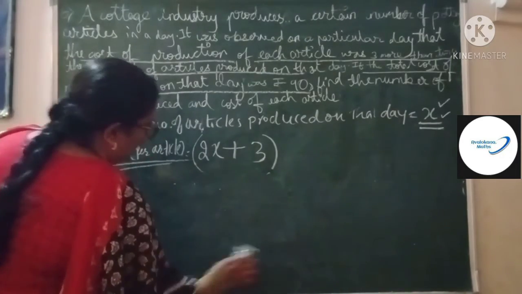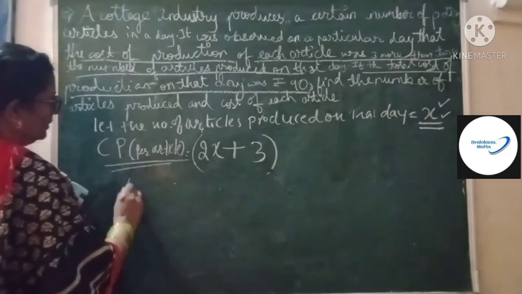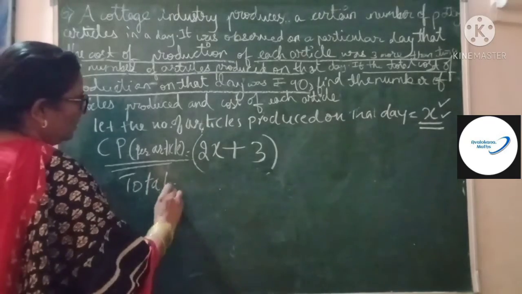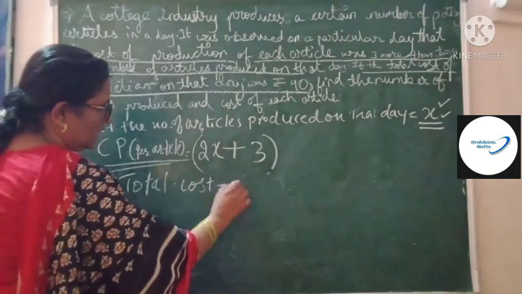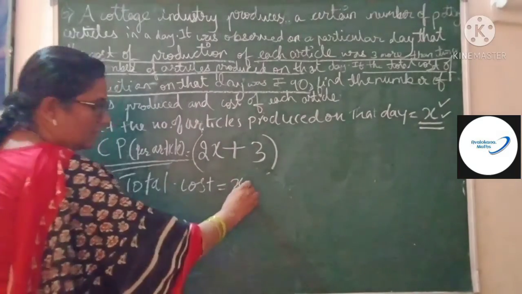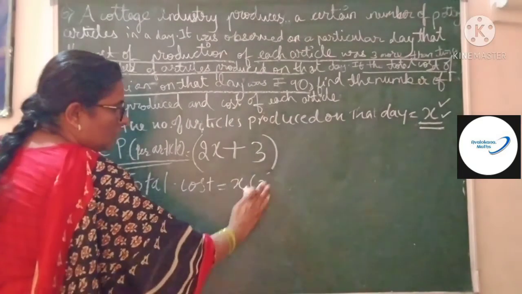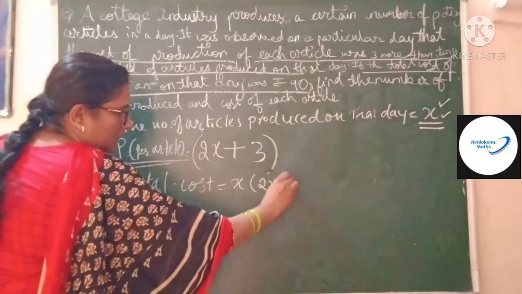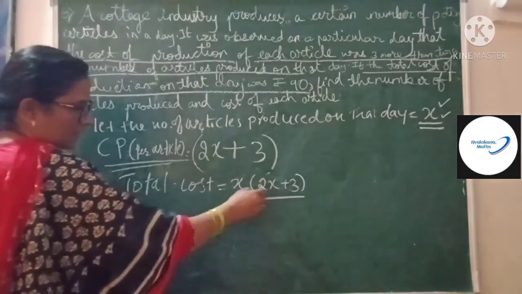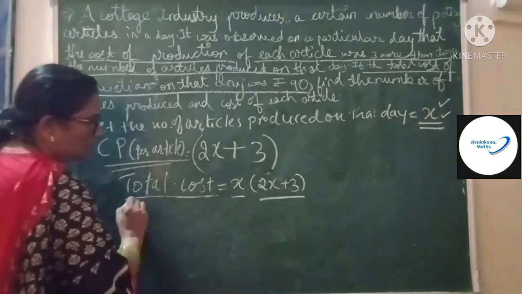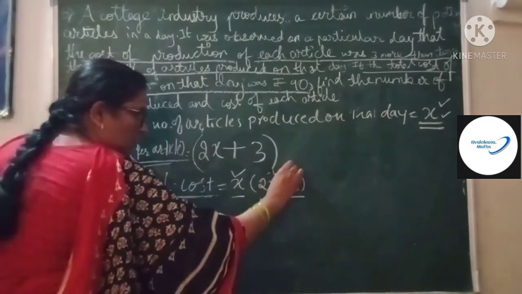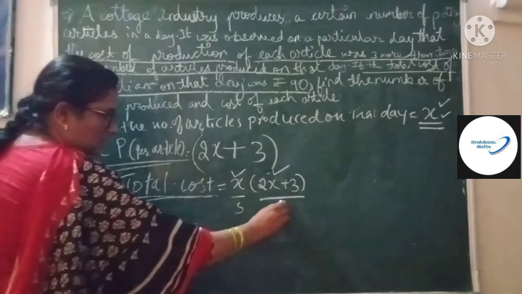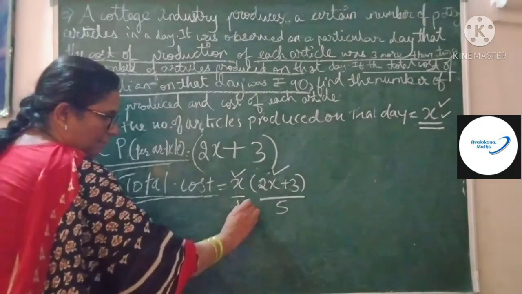So the total cost is given now. Just the example of apples, a very simple question. Total cost is equal to the total number of articles into the cost of each article. 2x plus 3 is the cost of each article. This is the total cost, and this is the total number of articles. This is the cost of each, like your 5, 5 rupees and 10 apples.